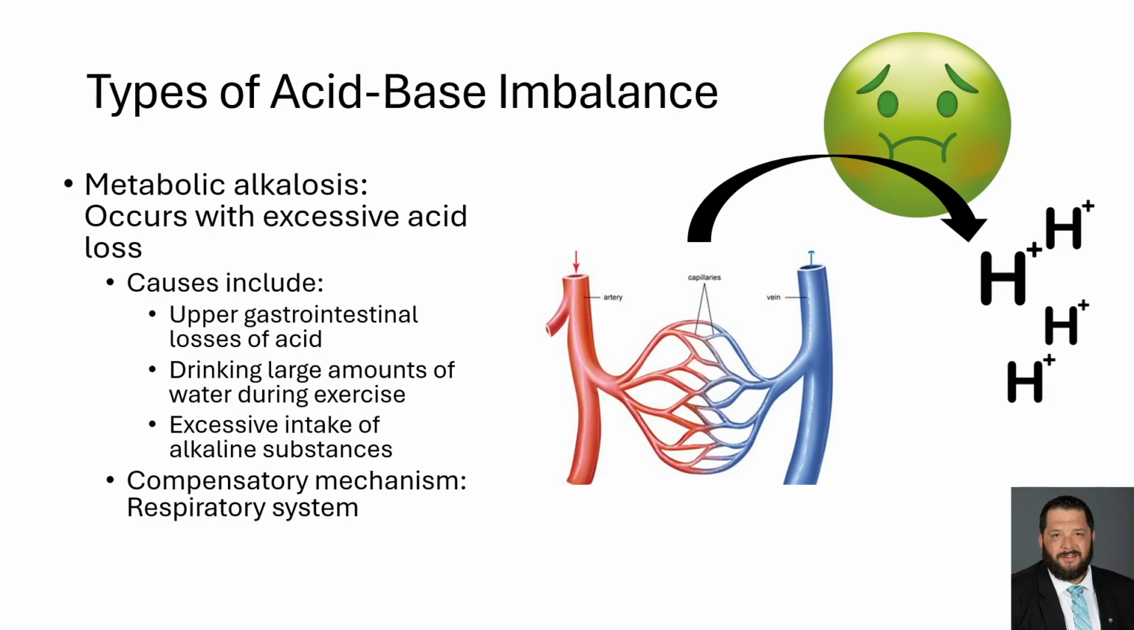Metabolic alkalosis occurs with excessive acid loss. This can occur through emesis or losing a ton of gastric contents, drinking large amounts of water during exercise, or an excessive intake of alkaline substances. The compensatory mechanism for metabolic alkalosis and metabolic acidosis is initially the respiratory system, until the metabolic system can secrete more bicarbonate or retain more hydrogen ions to help balance that out over a longer term.